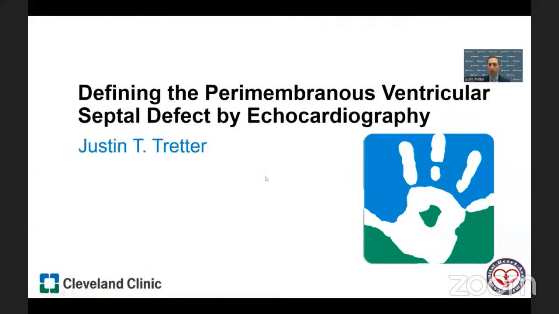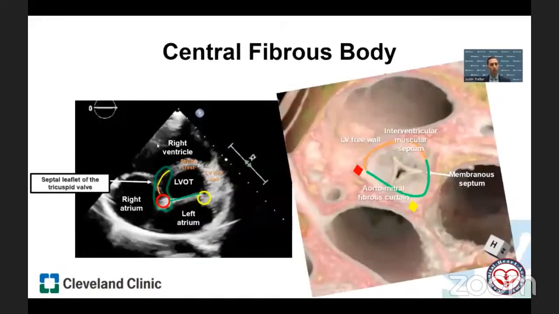I wanted to review how we evaluate perimembranous ventricular septal defects by echocardiography, and really tried to understand the components that form the so-called central fibrous body, part of which becomes deficient in perimembranous ventricular septal defects. So this is an echo view on the left and a corresponding mirror image of a surgeon's view on the right, a 3D CT reconstruction, looking at the area of the so-called central fibrous body here on the right above the level of the left ventricular outflow tract at the aortic root.